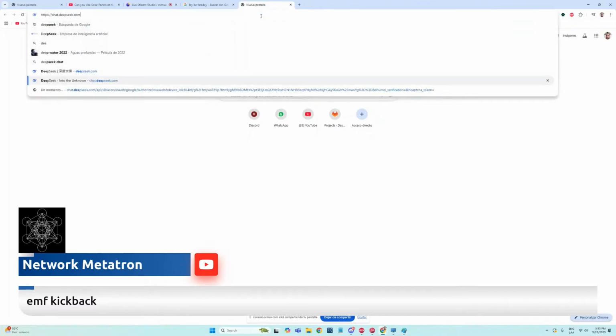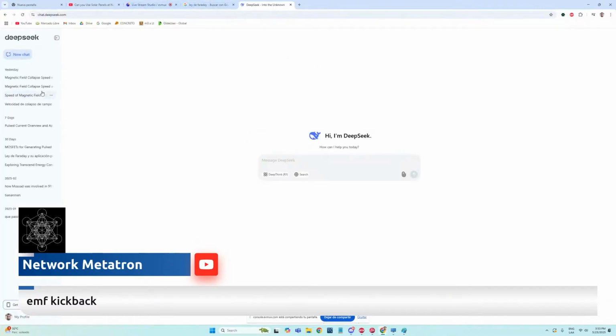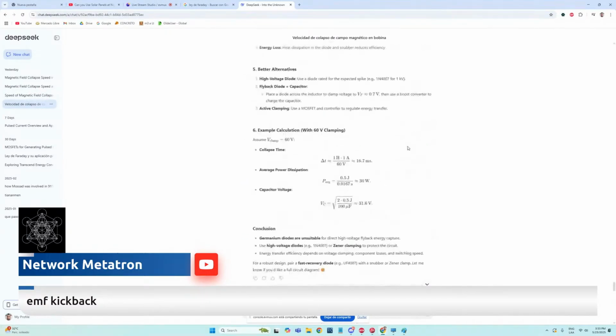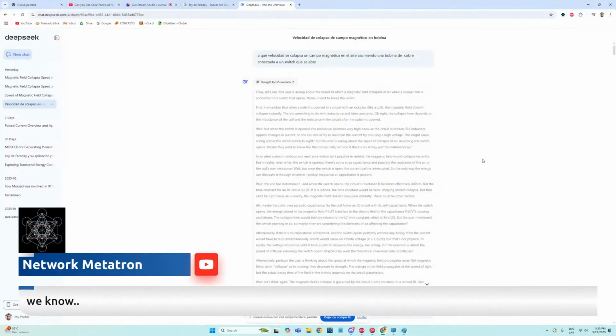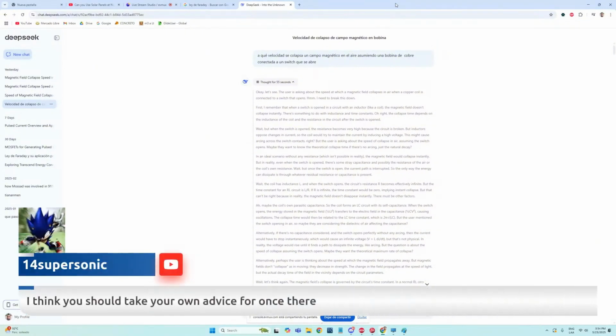So let me show you this. I'm going to show you my DeepSeek chat, because the other day I was just asking this question. I don't believe it's collapsing at the speed of light, but it is collapsing really fast. Exactly. If I'm not mistaken, what is keeping it from collapsing at the speed of light is that the speed of light has a certain speed in the air, for example. It's not the same as in the vacuum, right? Right. Electrons don't move at the speed of light. Yes, that also.